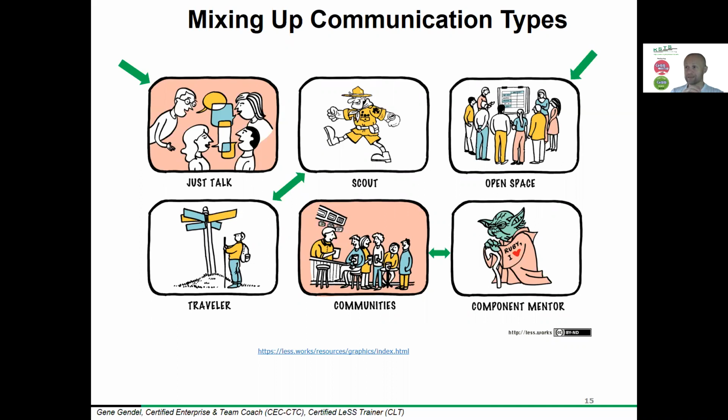So these are the bare bones types of communication channels, or media, if you will, that you can add on to your standing Scrum and large-scale Scrum events that would make your communication much richer and much more inclusive.